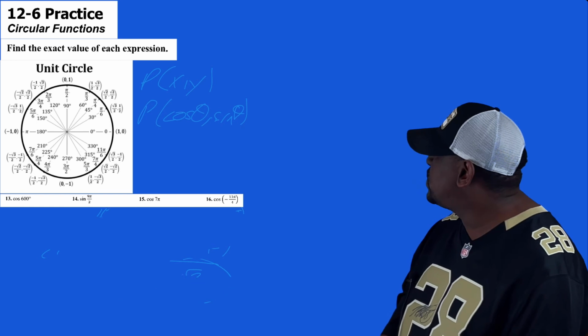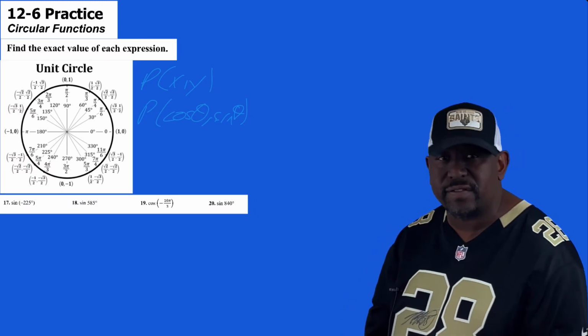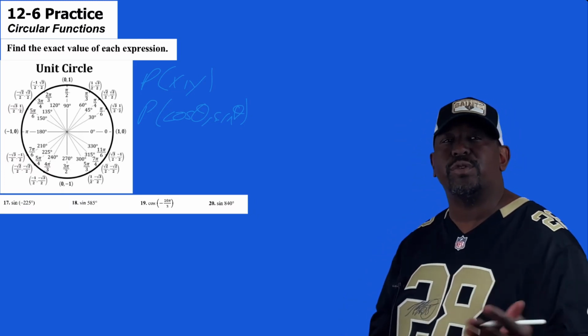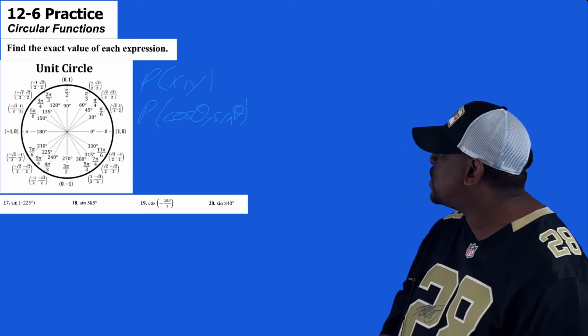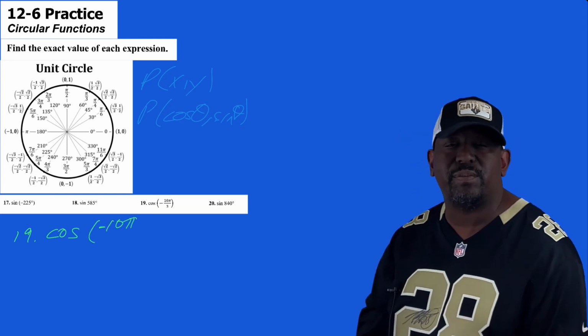So what do we do next here? We're doing a variety of different problems. Some are positive values, some are negative, some are angles, some are radians. You want to get comfortable with doing every type of problem, and that's why the NOLA Mathman here is going through a variety of different ones. This time we're doing another radian: cosine of -10 pi over 3.